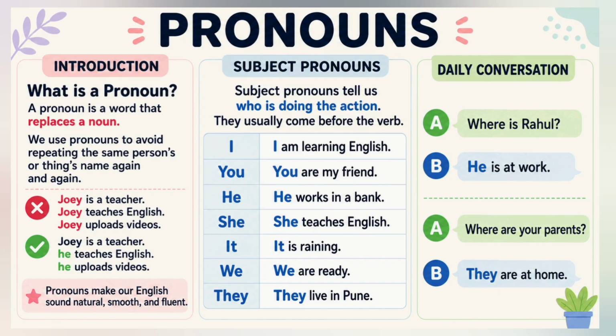Subject pronouns tell us who is doing the action and usually come before the verb. These include I, you, he, she, it, we, and they. We use them in sentences like I am learning English, you are my friend, he works in a bank, she teaches English, it is raining, we are ready, and they live in Pune. In daily conversation, if someone asks where is Rahul, you can answer he is at work, or if they ask where are your parents, you can say they are at home.